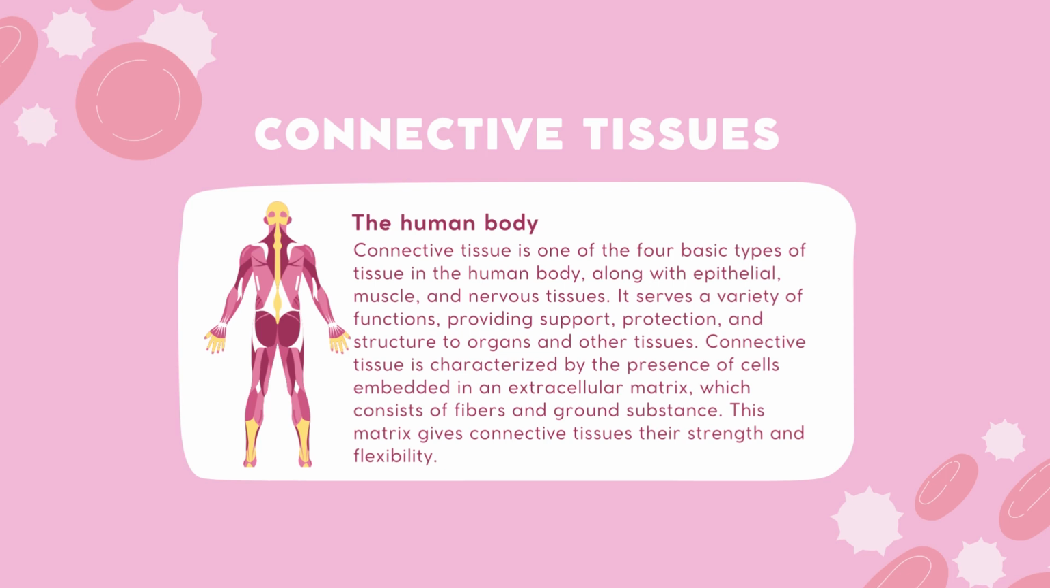Connective tissues. Connective tissue is one of the four basic types of tissue in the human body, along with epithelial, muscle, and nervous tissue. It serves a variety of functions, providing support, protection, and structure to human organs and other tissues. Connective tissue is categorized by the presence of cells embedded in the extracellular matrix, which consists of fibers and ground substance. This matrix gives connective tissue its strength and flexibility.